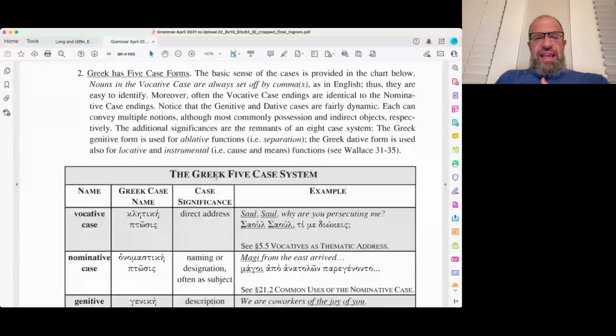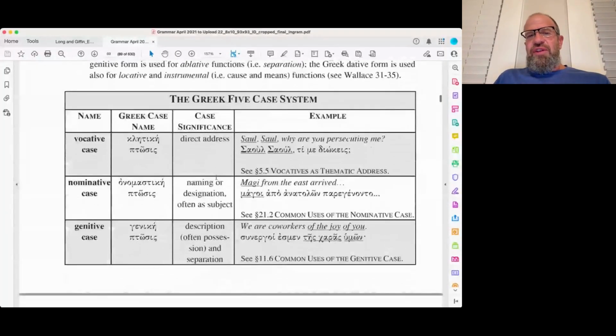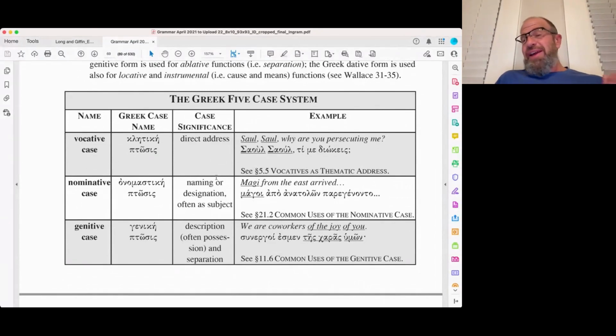Hello, everybody. This is Fred Long with Glossa House's Proof Text, and we're going to do another episode of GrammarPoint. We're talking about nouns, and we're going to talk about vocatives. Vocatives are one of the noun cases, and Greek shows 5 cases of nouns. Remember, a case is a grammatical category that tells how the noun functions in the sentence. And these cases are recognizable by the endings.